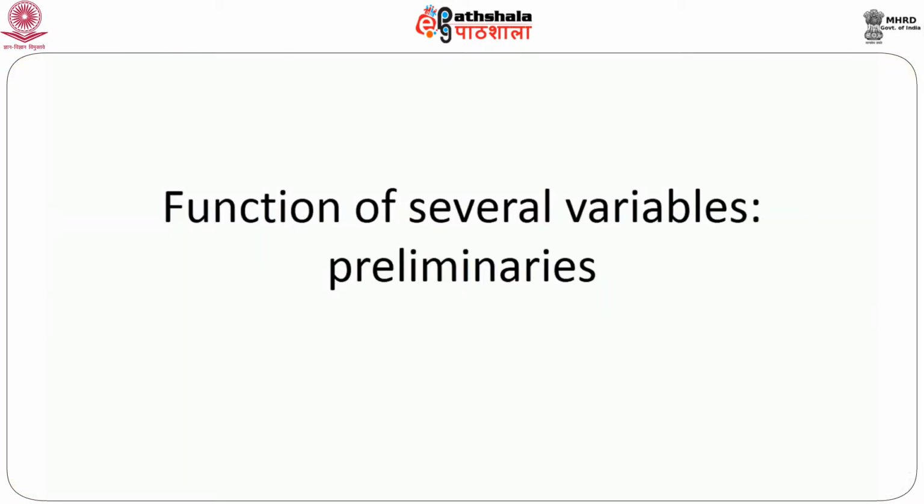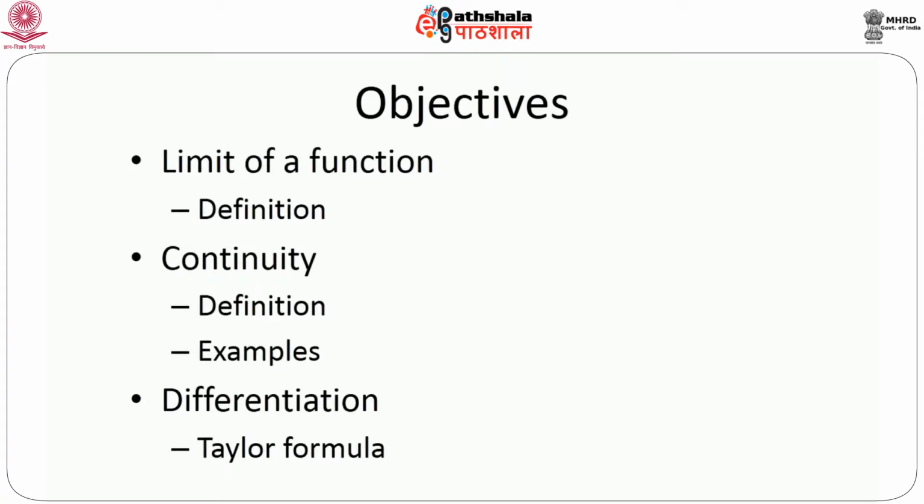So, the main objectives of today's talk on functions of several variables, or rather preliminaries, are like this. We will first define a function and then the limit of a function of several variables. We will also define continuity and discuss some features of this property, like whether a function is continuous or not, using some examples. Then we will define the condition of differentiation, and at the end we will discuss Taylor's formula, Taylor's theorem, which we know for the function of a single variable.